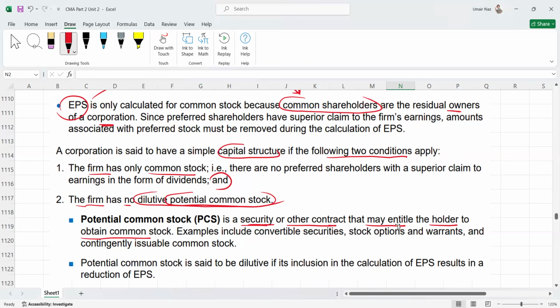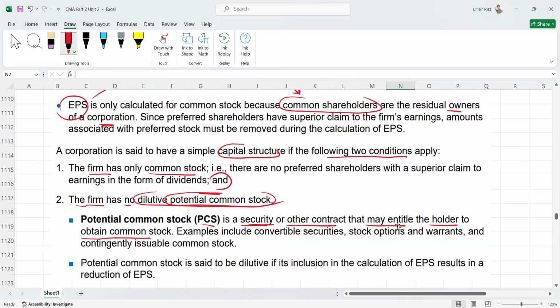So these are bonds. Convertible bonds are those bonds which will be converted into common stock in future. That is why it's called potential common stock, right? Convertible bonds are potential common stock. Or you may have a convertible preferred stock, those preferred stocks which may convert into common stock in future. That is also called potential common stock. You may have an option, you may have a warrant. There are different kinds of things, guys, which are called potential common stock.